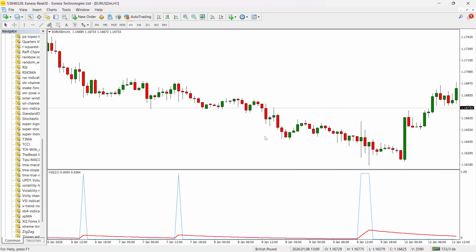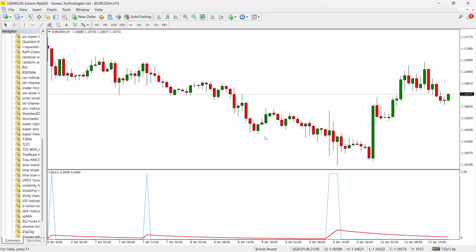The Volatility Scanner MT4 is a technical analysis tool that measures market volatility intensity through two key components displayed in a separate indicator window below the main price chart. The VSI line represents the Volatility Scanner Index, which calculates current volatility levels in real time based on price movement amplitude. Once you rest your cursor on the blue line here, you'll see a pop-up which shows VSI 21.